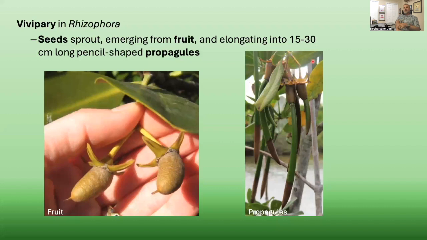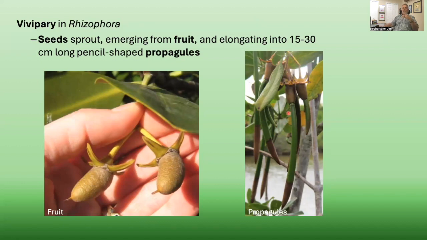These Rhizophora do utilize vivipary. We covered that a little earlier in the semester. So these seeds sprout and they actually emerge from the fruit and they elongate into anywhere from about 15 to 30 centimeter pencil-shaped kind of propagules. So you can see those in this right-hand picture here.